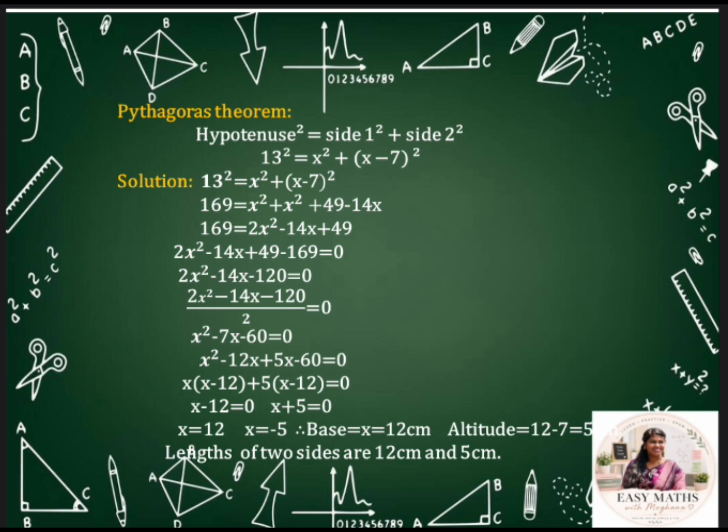and to find the altitude just minus 12 minus 7, that is 5 centimeter. Therefore the length of the two sides are 12 centimeter and 5 centimeter. So this is regarding exercise 4.2 question number 5.